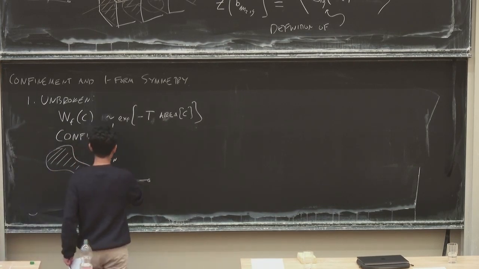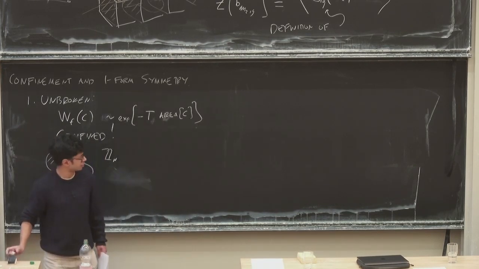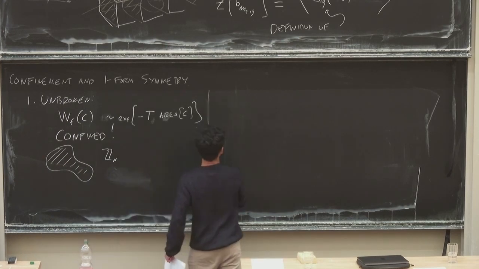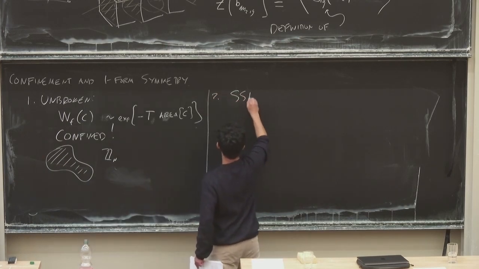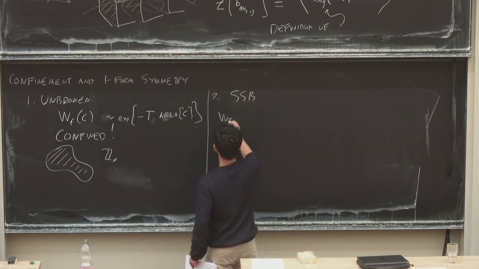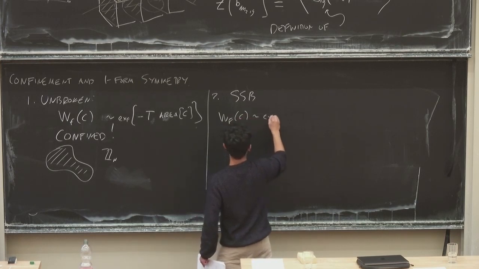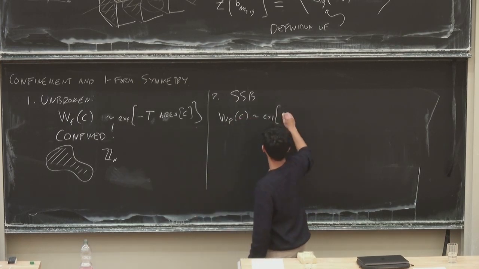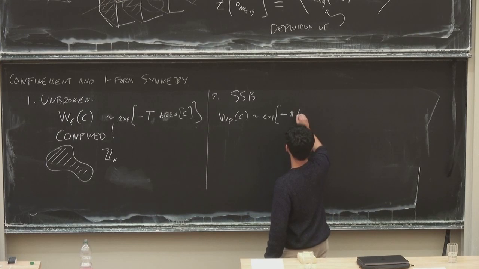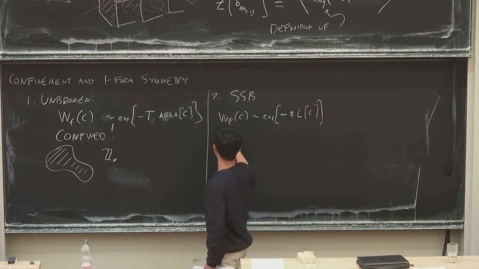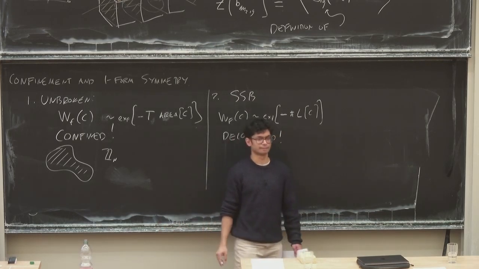And the other phase is not this one. It's the one where the symmetry is spontaneously broken. So the SSB of this thing means that the Wilson line would have a perimeter law. You get the idea, minus some number times L of C. And this is the deconfined phase of non-abelian gauge theory. Okay?